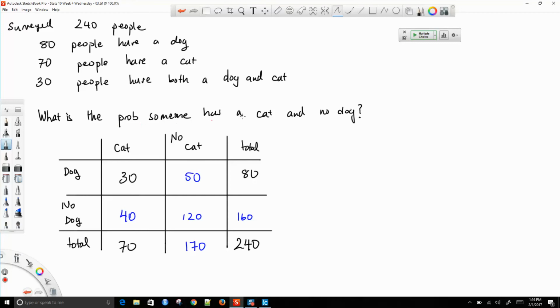What is the probability someone has a cat and no dog? That would be this box here. So our answer would be 40 out of 240 gives us 1/6 or 0.1667.